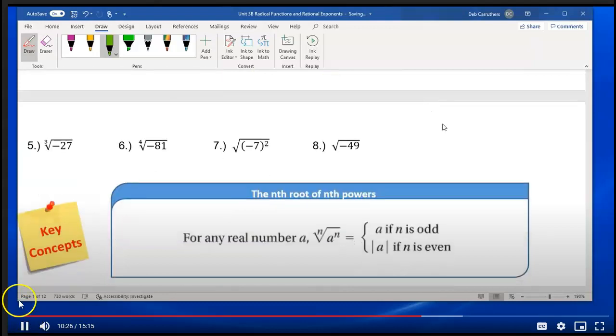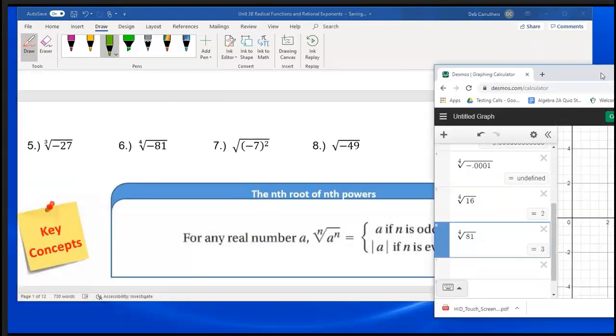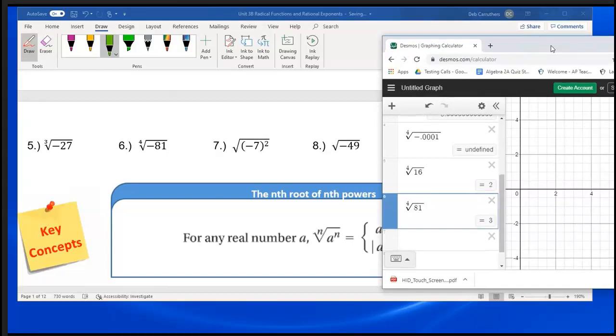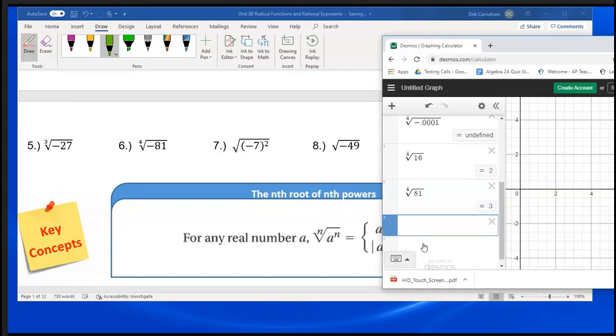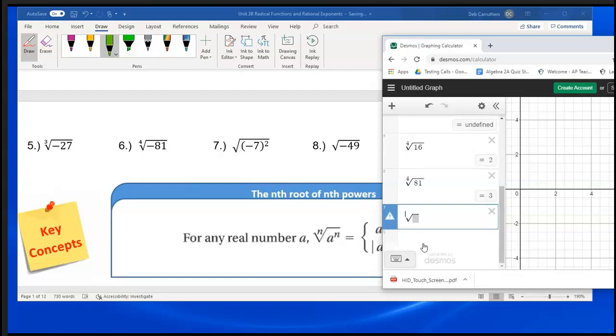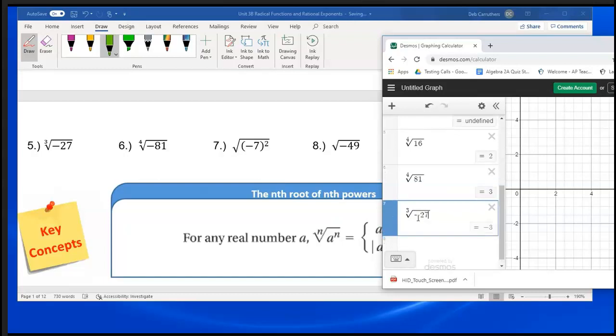Of the following, let's take a look. Let's let Desmos do a little work for us here. So as Desmos does a little work for us, we'll just keep going. The third root of negative 27, let's see if that's possible. Nth root, we can do the third root of negative 27. We get negative 3. So I'll go ahead and mark that one.